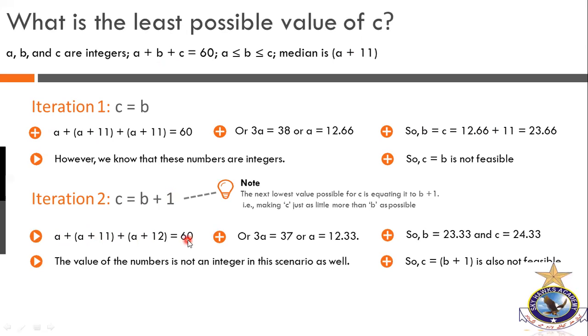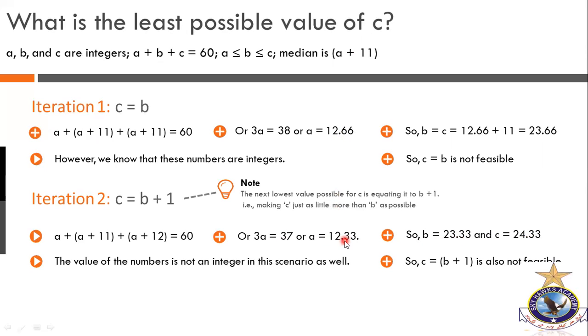The sum is equal to 60. So 3A plus 37, and A is 12.33. In this case, this A was 12.66 and here we have 12.33. So B is what? B is 23.33 and C is 24.33. Are you getting this?